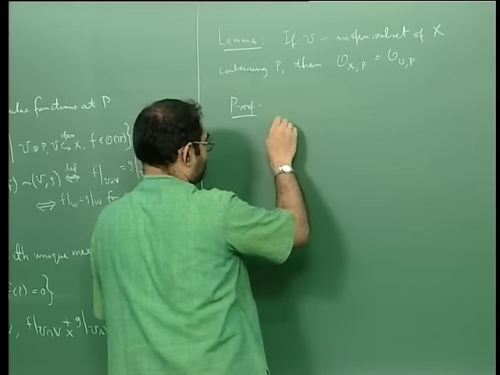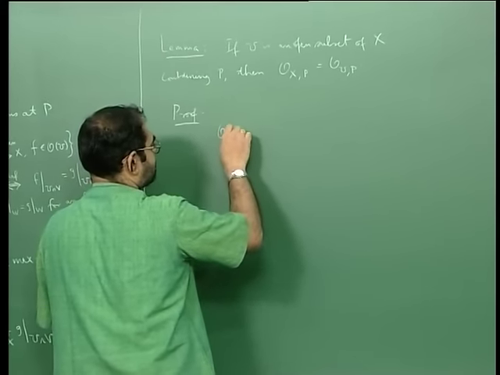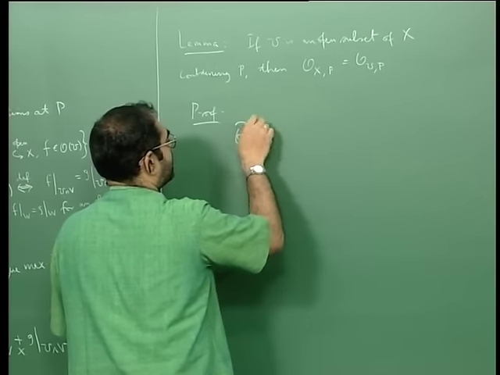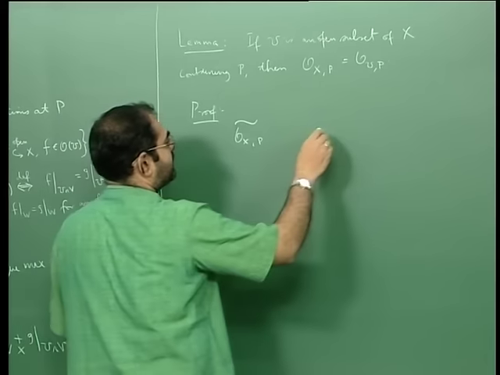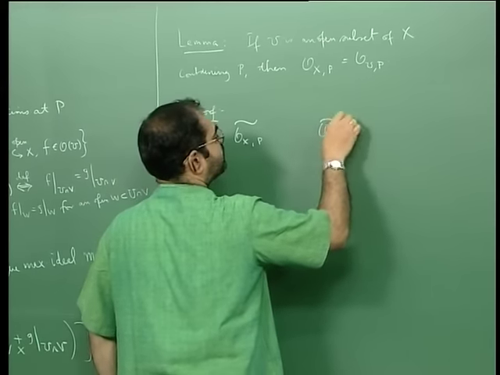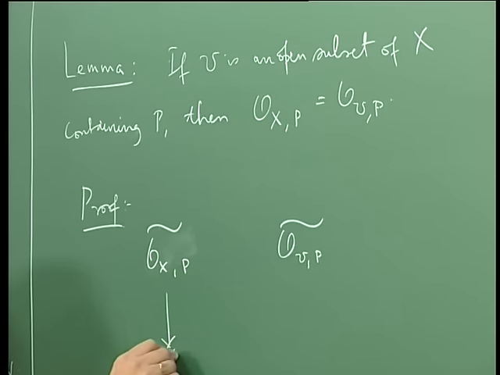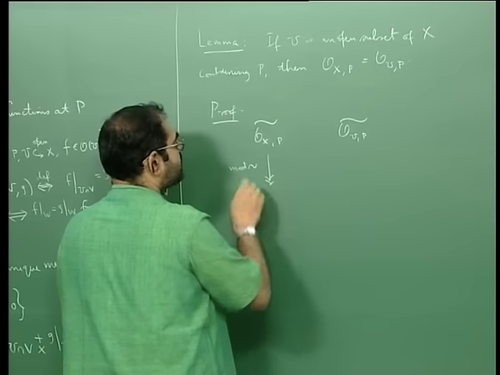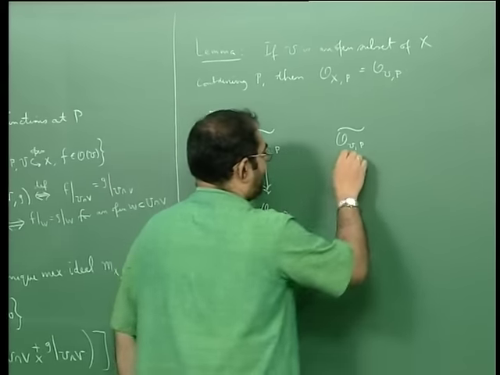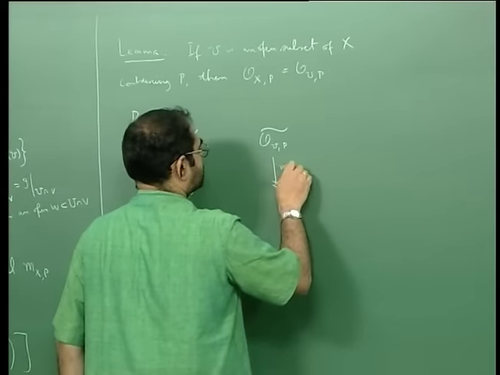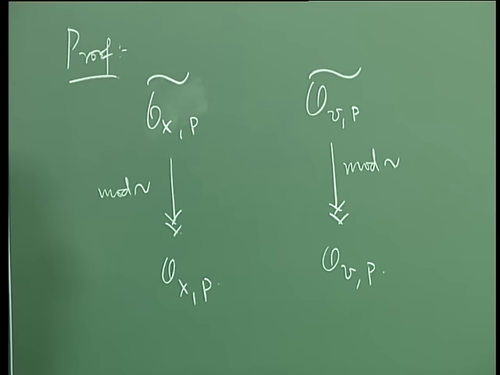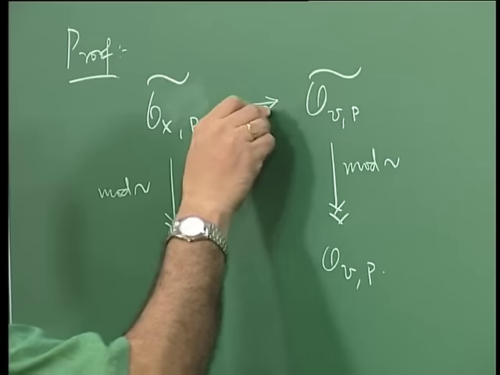simple. So you have O_X,P tilde, and there is O_U,P tilde. The quotient of O_X,P tilde by the equivalence relation as I have defined here is going to give me the local ring O_X,P. And similarly, if I take the quotient by this equivalence relation here, I am going to get the local ring O_U,P. To say that these two are isomorphic is very simple. What I do is I give a map from here to here.